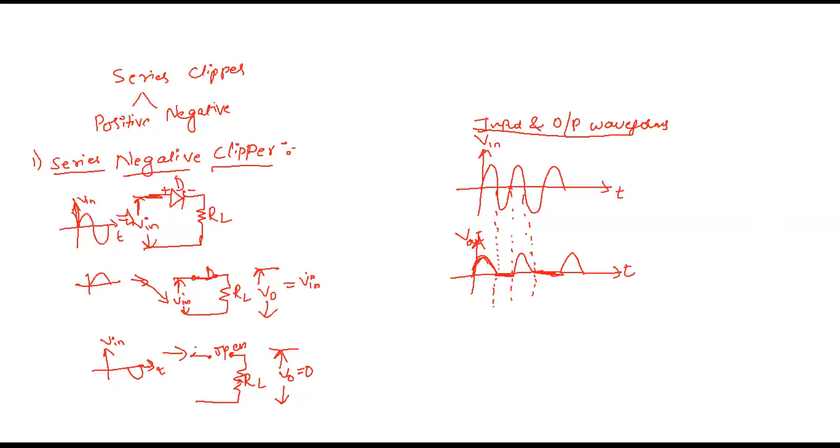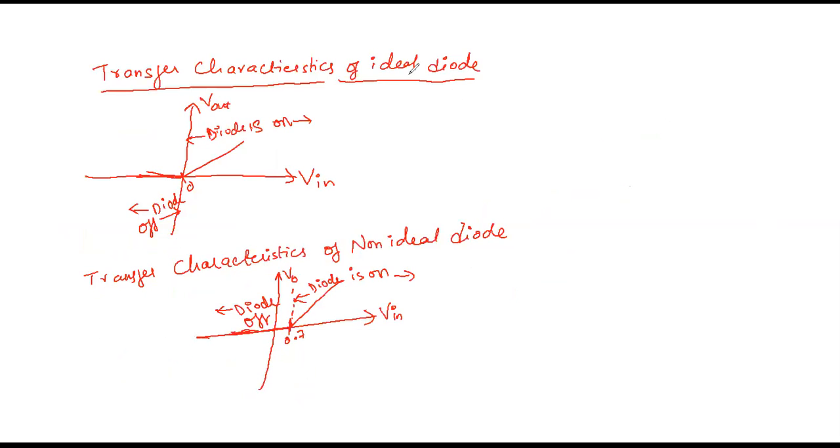Now the transfer characteristics of an ideal diode. If I am using an ideal diode, it will conduct from 0. So during the positive half cycle, the output waveform is present. The diode is on during this positive half cycle, so I am showing it with a linear increase. During the reverse bias or negative half cycle, the diode is off, so I am showing it as 0.